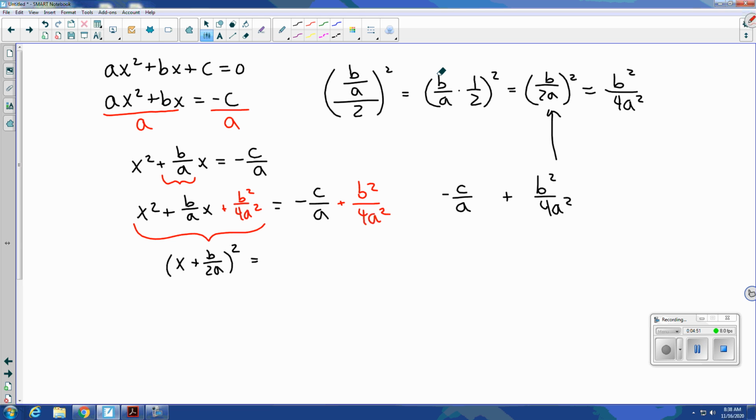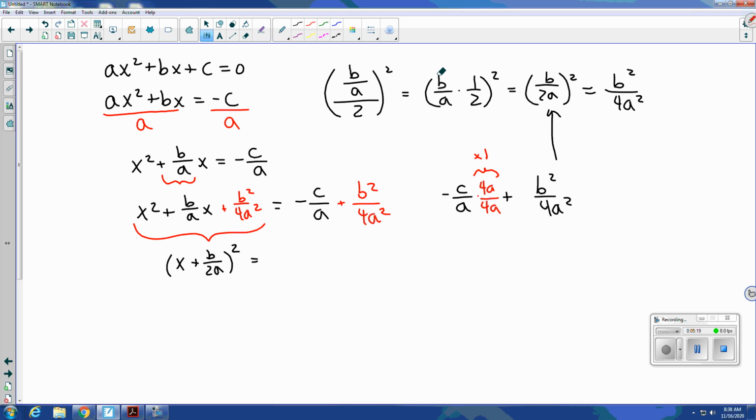On the left, we just have an a. How do I get from a to 4a squared? Well, I would have to multiply the bottom by 4a. If I multiply the bottom by 4a, I have to multiply the top by 4a. So that idea is multiplying by 1, because I'm multiplying by something divided by itself, which equals 1.